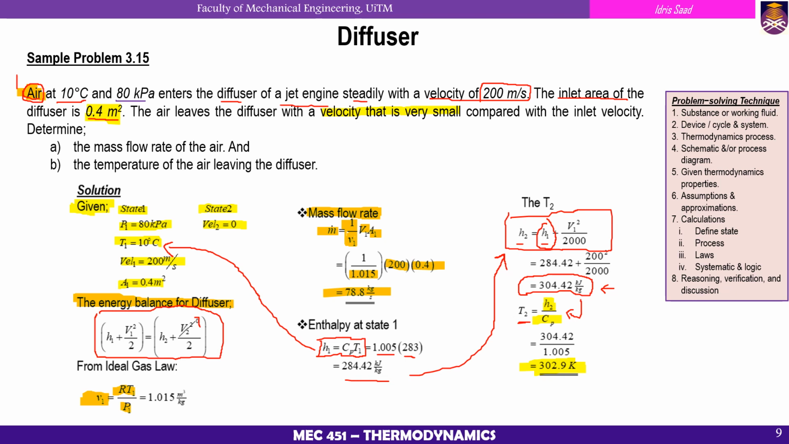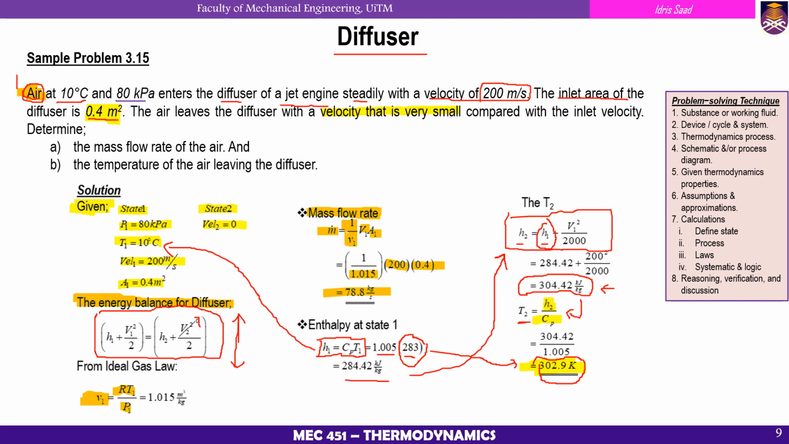Okay, now you have to see the real situation here. If you see here, the nozzle will increase the value of temperature. The initial temperature is actually 283 Kelvin, and the final temperature is basically 302.9 Kelvin. So this is the way we use the energy balance, the energy balance for the diffuser, in order to solve the problem of the diffuser.